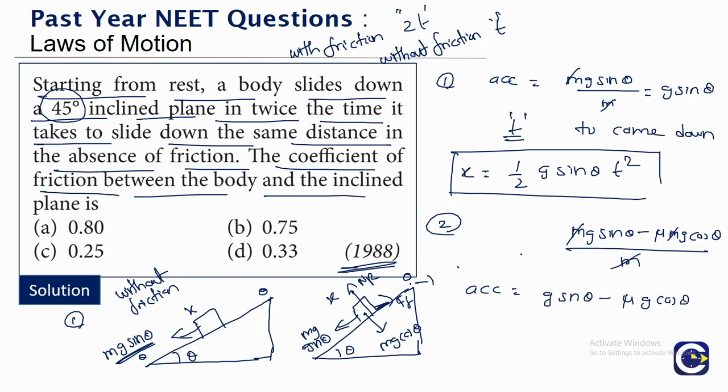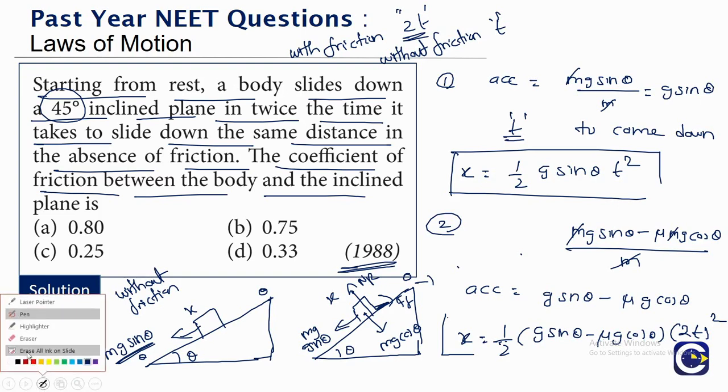Now here also, when it is coming from top to bottom, same displacement along the inclined plane, x is equal to half into acceleration. Acceleration is g sin theta minus mu g cos theta into time square. What is the time here? It is taking 2t. Now this is our equation 2. If you look at them, in both the cases left hand side is what? x. Now what we'll do is just equate both the terms.